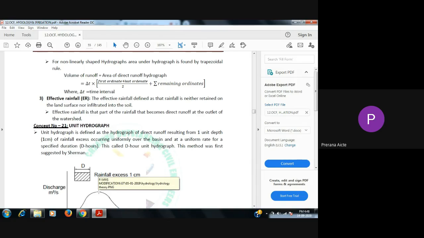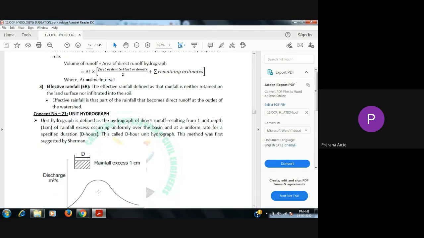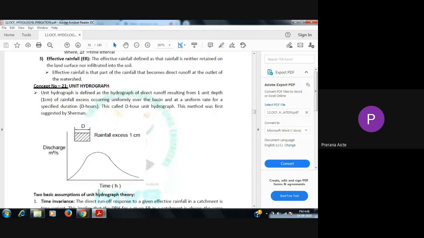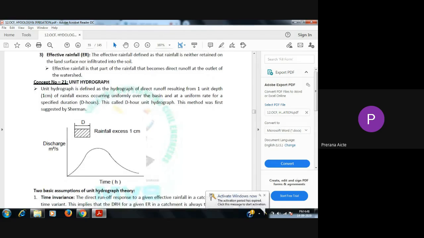Why? Because effective rainfall is simply total rainfall minus losses, whatever the losses may be. After deducting losses, the rainfall obtained is effective rainfall. Then the unit hydrograph. The unit hydrograph is defined as the hydrograph of direct runoff. Very, very important. Again, what is direct runoff? If you separate base flow from the total runoff, it's called direct runoff.